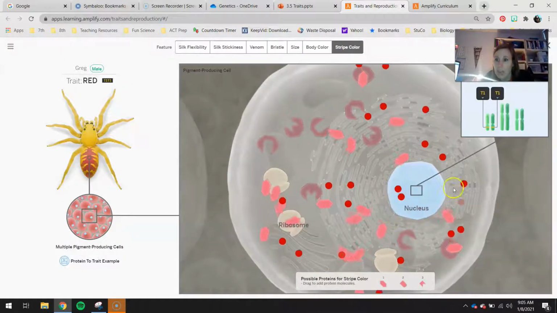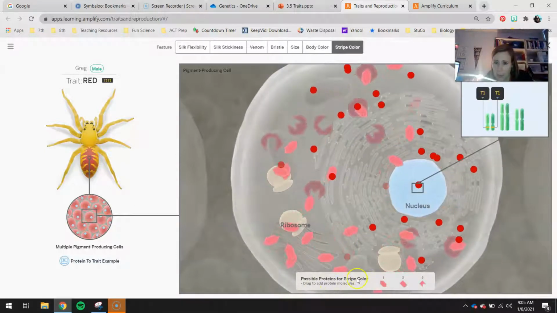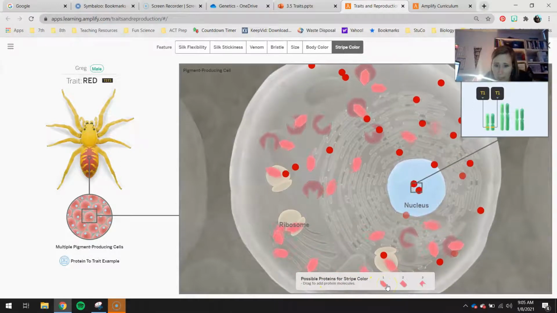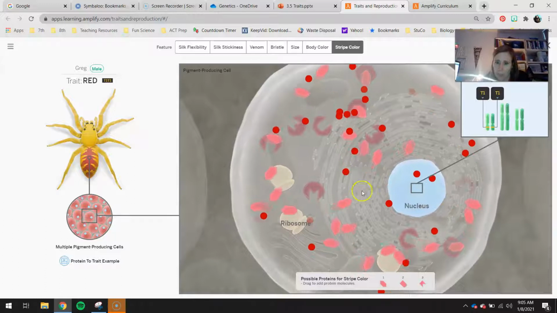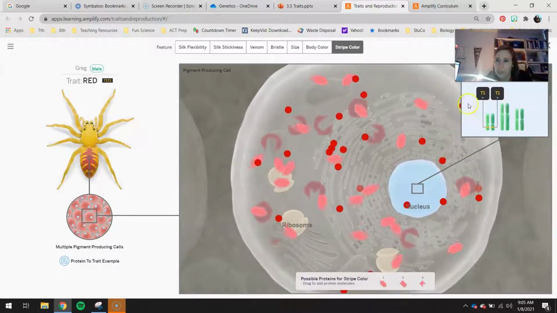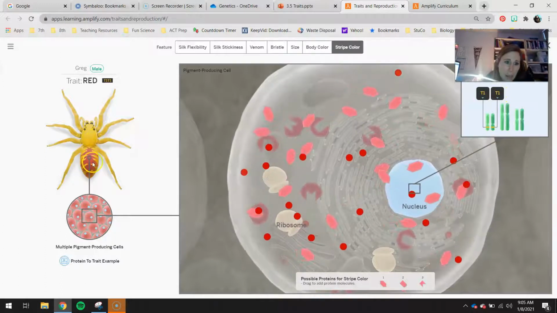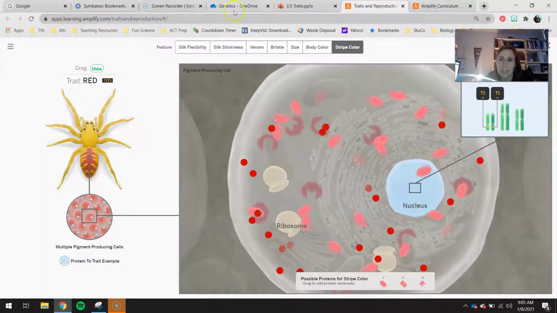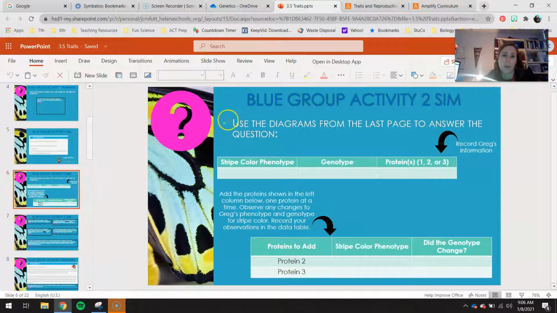That's different. Okay, so we got T1, T1, and we're looking right here at possible proteins for stripe color. There's 3 different proteins, but it looks like Greg is only producing this little hexagon-shaped protein. Okay, so he's T1, T1, again, got a T1 for mom, a T2 for dad, and that is causing him to have this red body color, or this red abdomen color. Okay, record your observations in the table below. So there's nothing to answer on this page. You don't see that pink question mark. So let's move on to the next page where we do see the pink question mark.